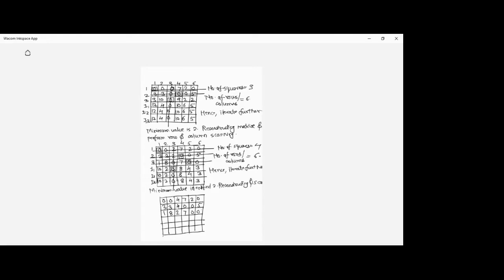So subtracting 2, so here it will be 8 0 0 6 2 1, right? Similarly here it will be 8 0 0 6 2 1. Here again 8 0 0 6 2 1. So let's do the scanning here. So when we will be doing the scanning here, first row not possible.